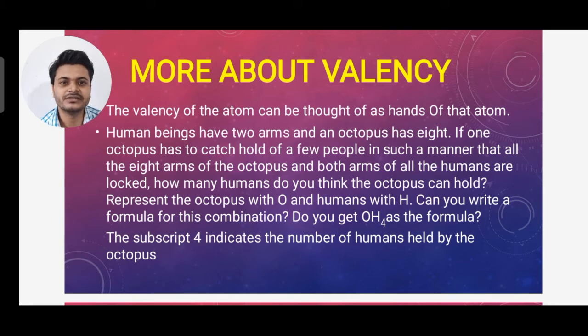So represent the octopus with O and human with H. So can we write the formula for this combination? Do we get OH4 as the formula? The subscript 4 indicates the number of humans held by the octopus. So this is one example given for octopus and human. Octopus is represented with O and human is represented with H. So the formula will be OH4.